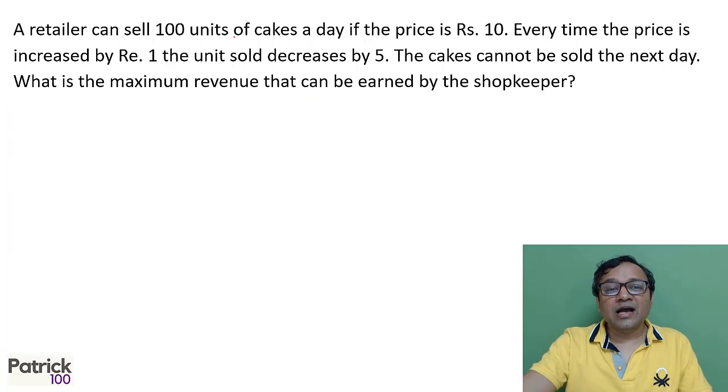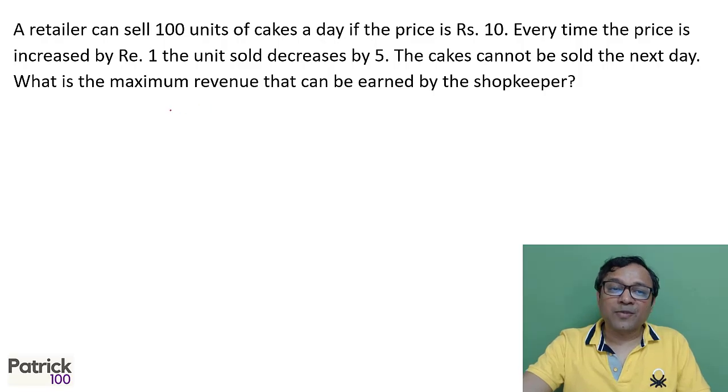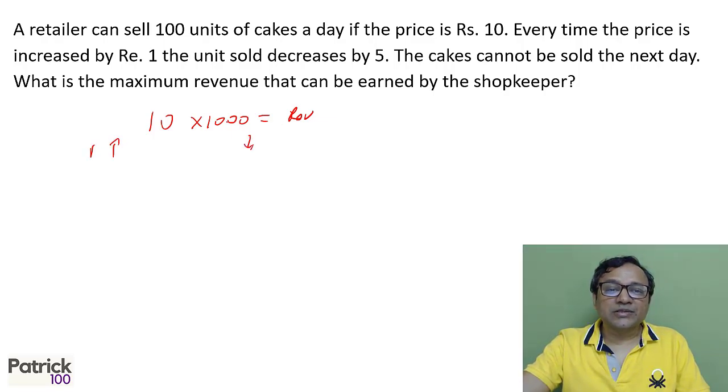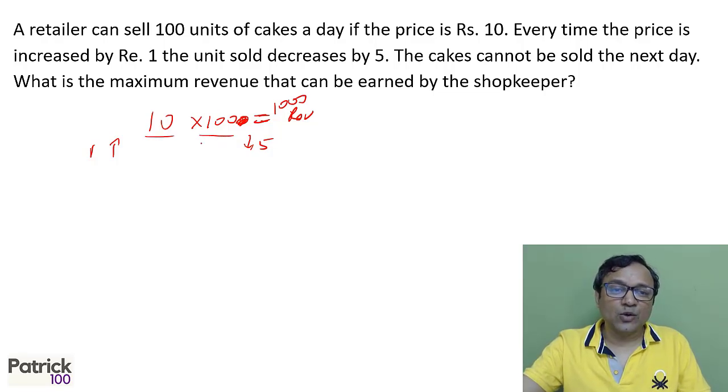A retailer can sell 100 units of cakes in a day for a price of rupees 10. So the total is 10 into 100 is 1000 as the revenue. Every time you increase the price by 1, the sale decreases by 5 units. Okay, 10 into 100 is 1000 as the revenue. Now I want to make this sort of same increase and decrease. I'll tell you how.